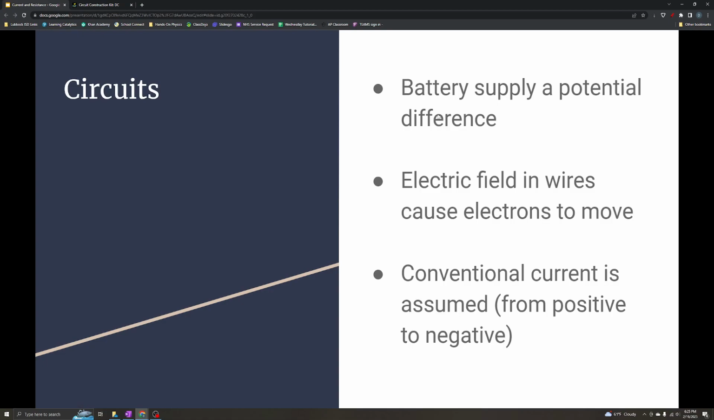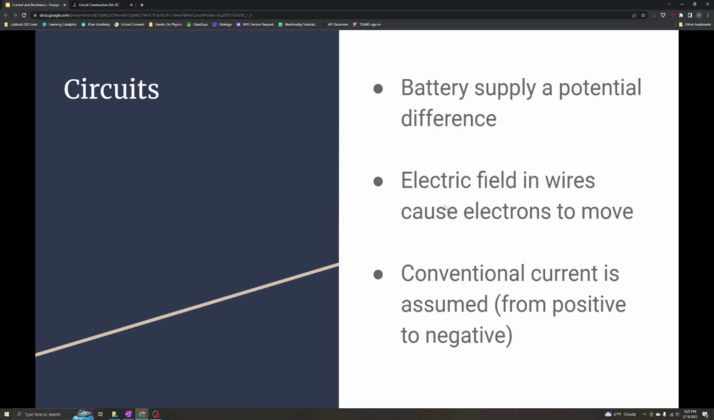Now, what the battery does is it supplies a potential difference, and we've unpacked that term enough that hopefully you're comfortable with that, but basically what that means is it's supplying a potential energy. That potential energy is basically going to help charges to flow in a certain direction, and in fact, it establishes an electric field in the wires that causes those electrons to move, and they're basically moving from a region of high energy to a region of low energy, as everything else typically does.